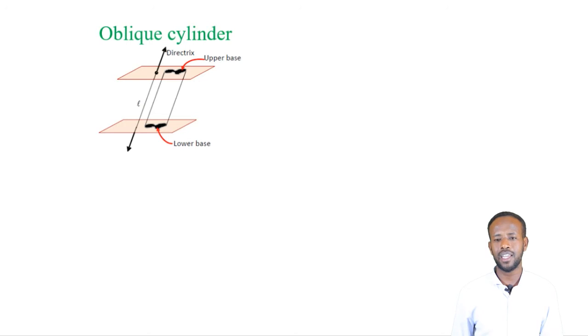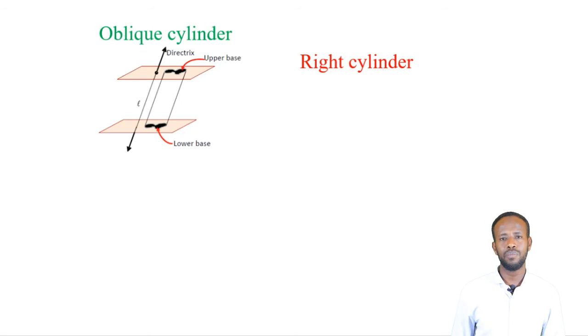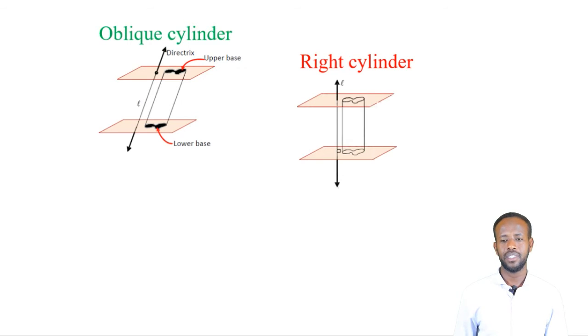Let us see the right cylinder. What was the right cylinder? Very good. The line L or the directrix forms an angle of 90 degrees with the plane. That means L is perpendicular. Let us see the figure. This is called right cylinder. Do you see? L is what? Perpendicular to the plane. Therefore, this type of cylinder is called right cylinder.